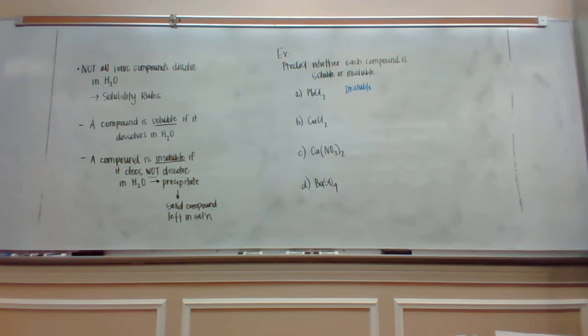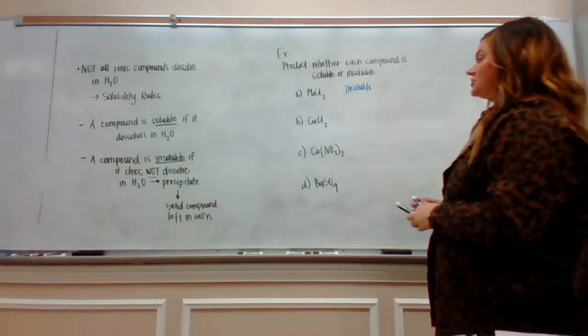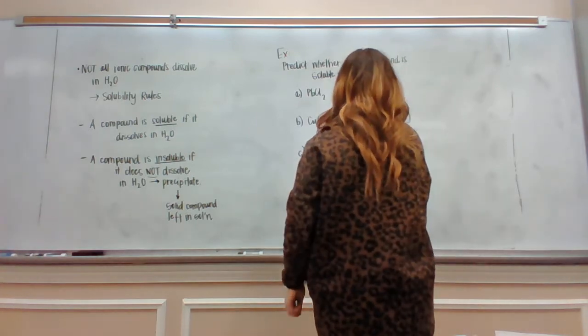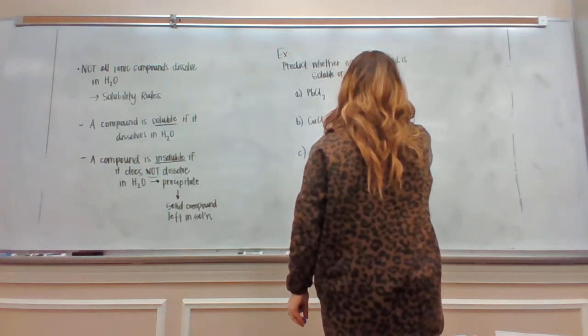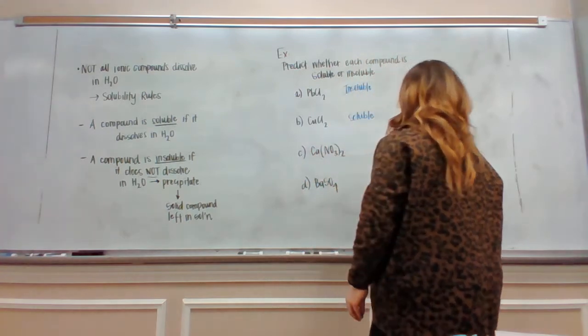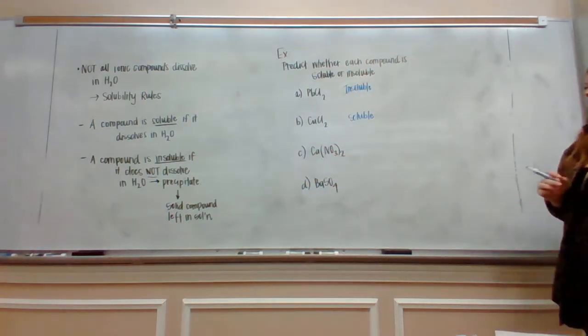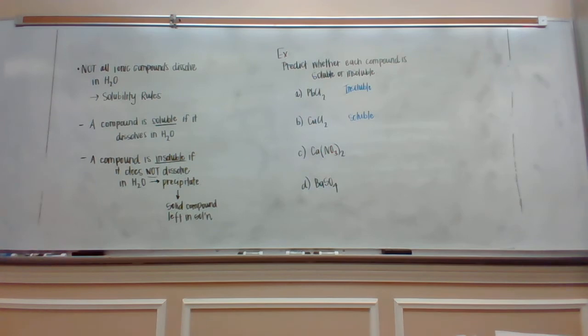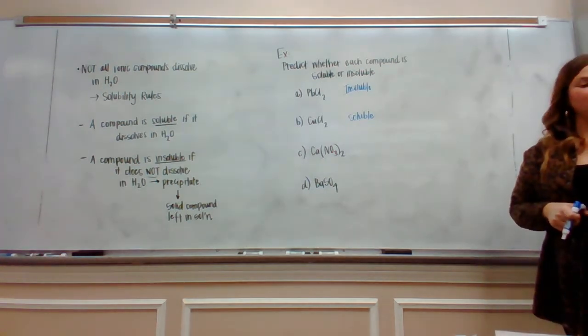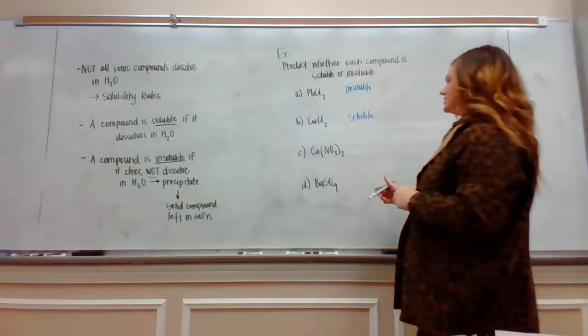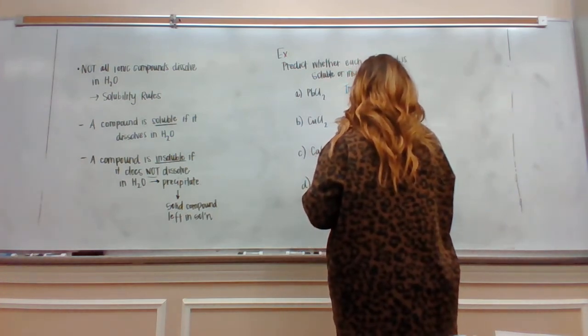So the rules I just read to you about chlorine, bromine, and iodine did not mention an exception dealing with copper. So letter B must be soluble. Calcium nitrate next. Again, if you look at the top of that table, you'll see that nitrate and acetate are generally soluble. There are no exceptions, so this is soluble.